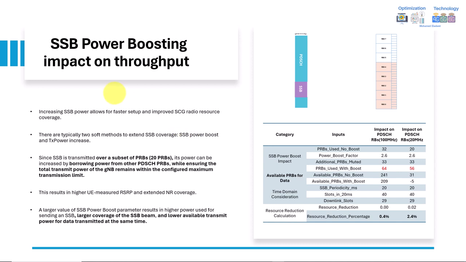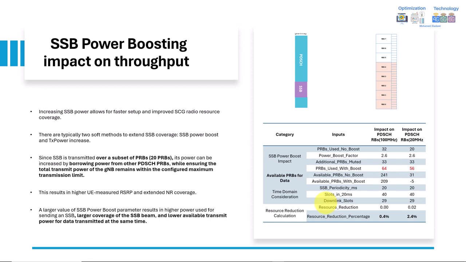Okay, this slide is just explaining the SSP power boosting impact on throughput. I just made some estimated calculations. It's just an estimation, something you can say is standard. I will also show you from the Excel, which I presented a few minutes back, what the expected reduction in resource blocks will be when you increase power boosting by 3 dB or 4 dB or whatever.